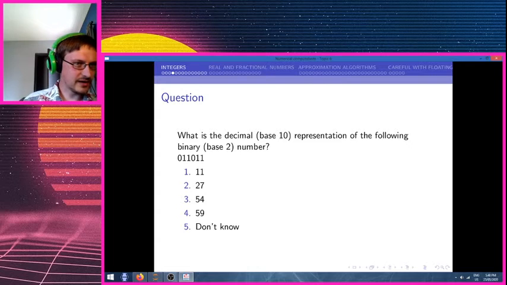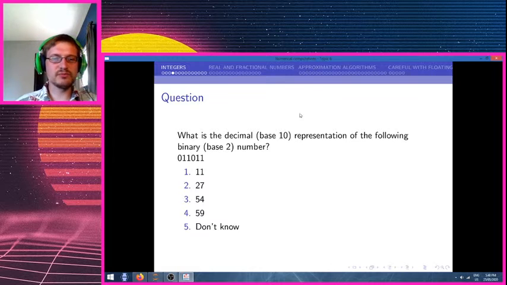We have a pretty consistent answer. Everybody says 27, so that would be 1 plus 2, skip the 4, plus 8, plus 16. So that's 24, plus 2 is 26, plus 1 is 27. There you go. So the answer is 27.